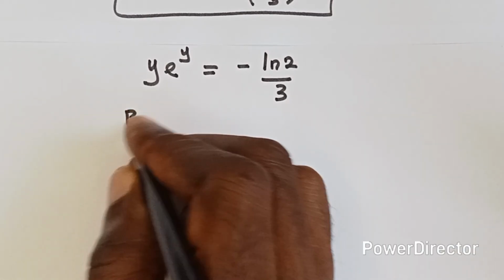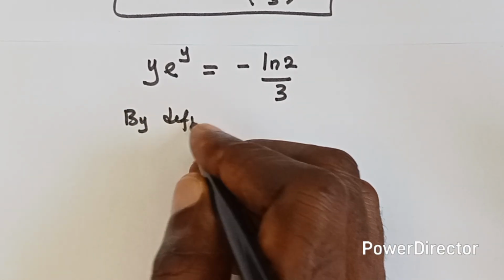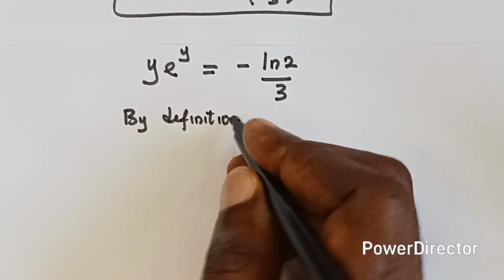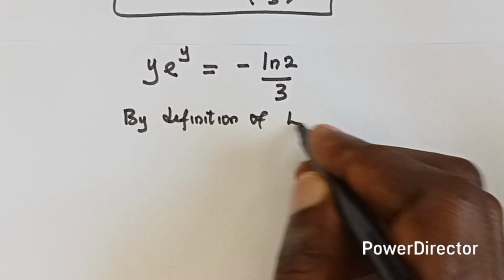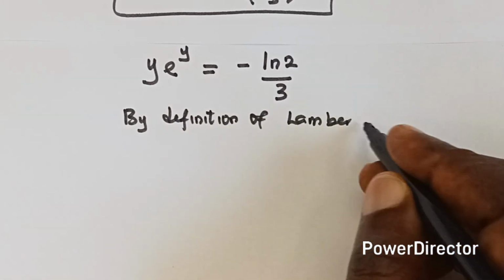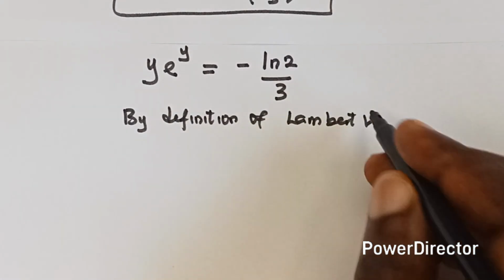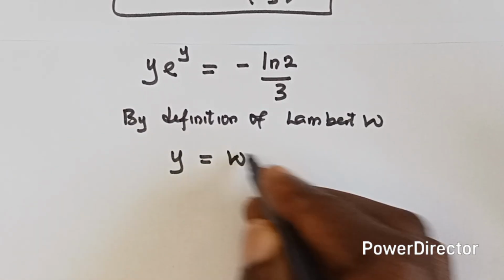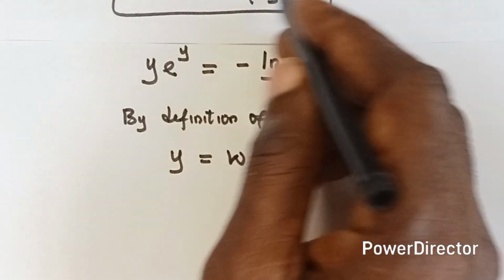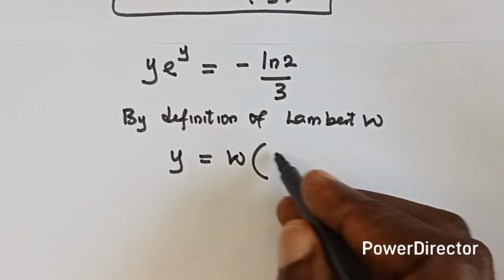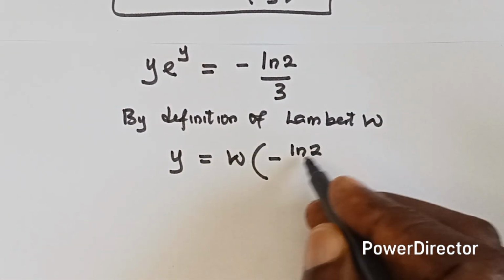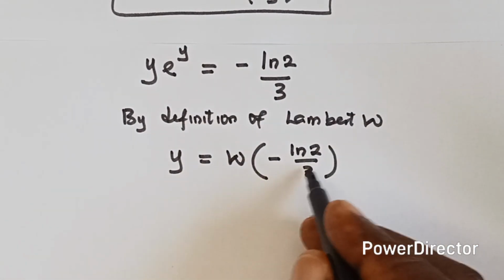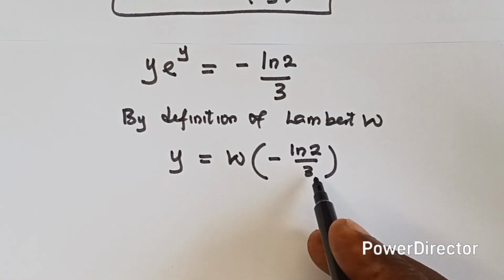Now, by definition, let me write that. By definition of Lambert W function, I said it the other time, it becomes y equals to W, and then the k is what we have here, which is this. So we have minus ln 2 over 3. This is what this becomes by definition of Lambert W function.